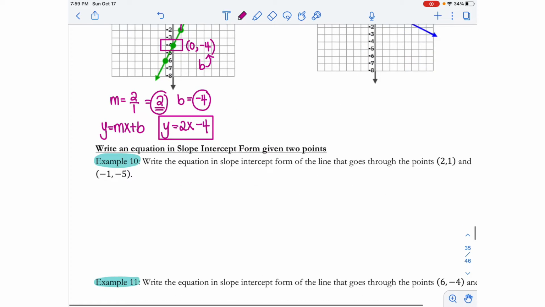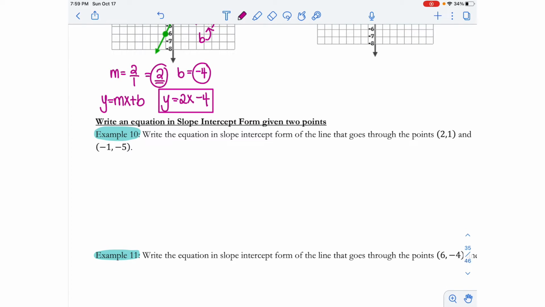Hopefully you got the right answer. I'm going to do both of the next examples because this is the new information for this section. We've done the other two types of problems before, but this is brand new. We talked about this yesterday, writing the equation, but this time in slope-intercept form, given 2 points.